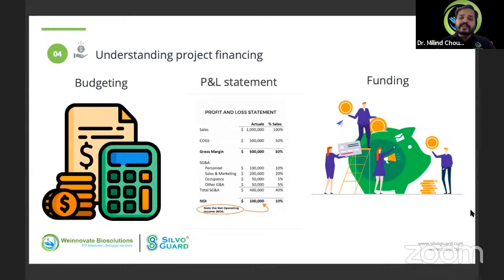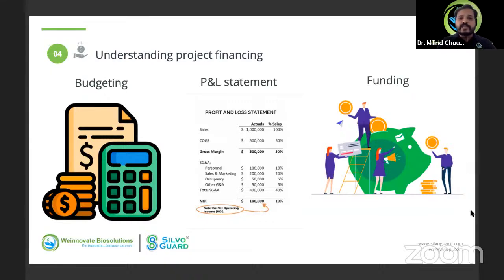Another aspect is the P&L statement. This might not be important for you to write the grant, but it is important to give you an aspect of the business profitability point of view of your idea. Because ultimately, this idea is going to turn into a startup. And ultimately, if that startup has to survive, it has to become profitable at some point of time. So profitability becomes very important.